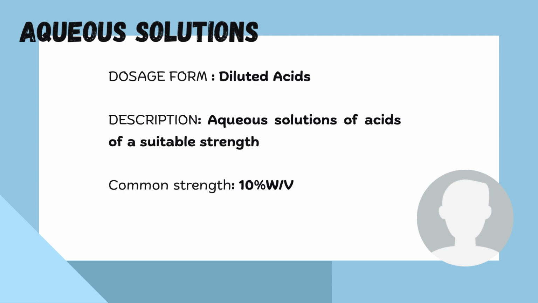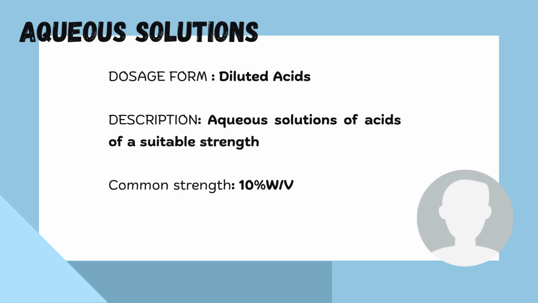Okay, next example, next dosage form of aqueous solution, we have the diluted acids. Diluted acids are aqueous solutions of acids prepared at a suitable strength, usually 10% weight over volume, which means 10 grams of acid in every 100 ml of solution. So basically, the concentrated acid is diluted with purified water to achieve a weaker and a safer concentration that can be used for pharmaceutical or medicinal purposes. So kung concentrated acid like hydrochloric acid or acetic acid is too strong, we dilute it with water to make it safer to handle and use. These diluted forms are what we call diluted acids.